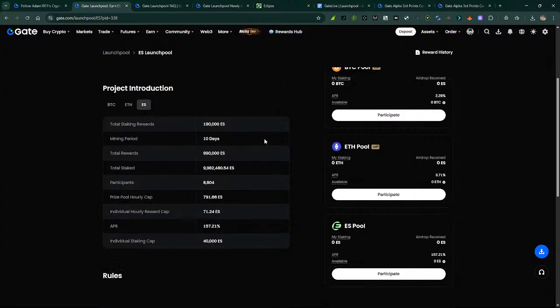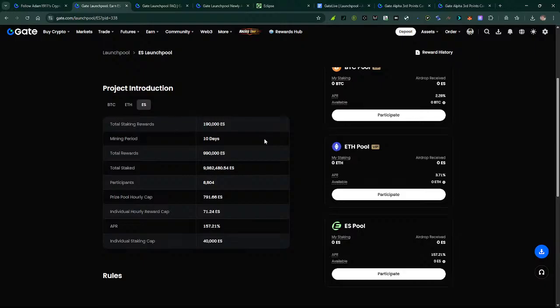The last pool is on ES itself, but the reward is pretty much less in that case. You can clearly see total staking rewards are around 190k ES tokens, and the mining period is 10 days. Every detail is pretty much similar to the others. Total staked amount of ES tokens is around 9.9 million. Seriously, that much amount of ES tokens has already been staked, because the price went down.